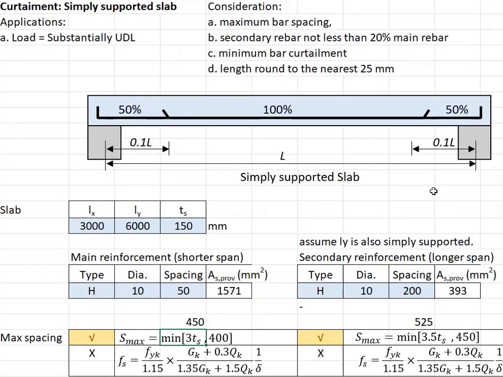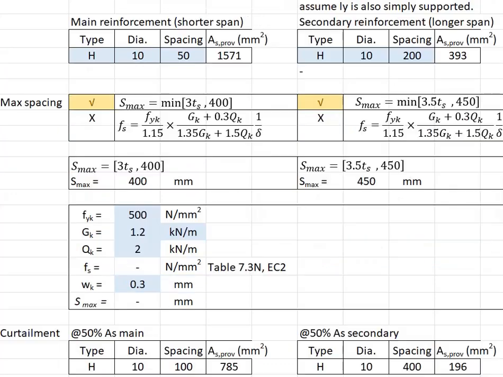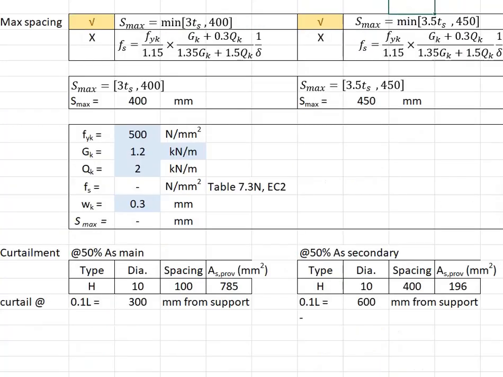Because later when you do the curtailment, the area of reinforcement bar will be reduced by increasing the spacing of the reinforcement bar. As you increase the spacing, make sure the spacing does not exceed the maximum bar spacing. Now let us proceed. Since we do not need to calculate the stress in the reinforcement bar, you can ignore this part. Now we will need to look into the amount of reinforcement bar provided after the curtailment.